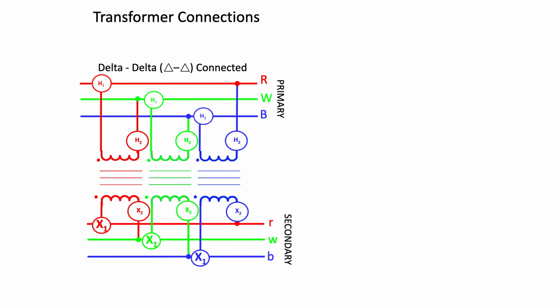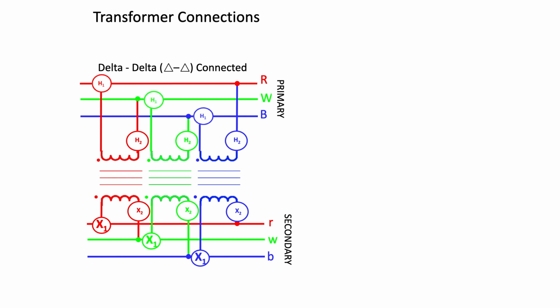The transformer having its H1 terminal connected to the R phase, or the red phase, is referred to as the red phase transformer, and likewise a transformer with the H1 terminal connected to the white phase line or bus, which is green in our diagram, of course, is referred to as the white phase transformer. And the transformer with its H1 terminal connected to the blue phase is referred to as the blue phase transformer.